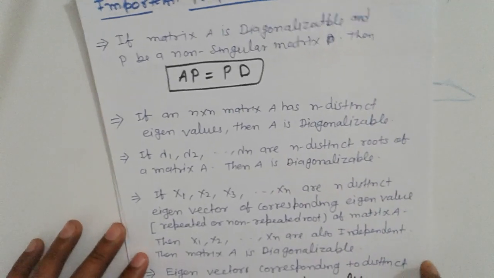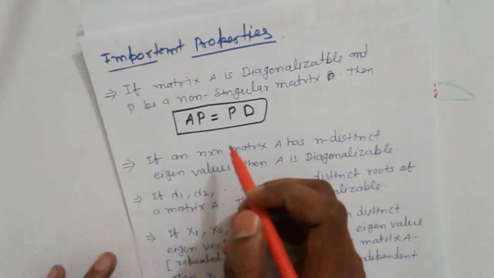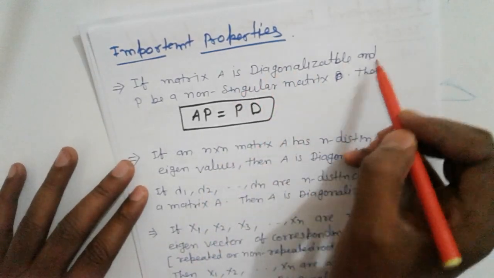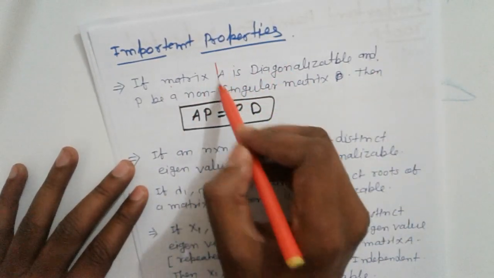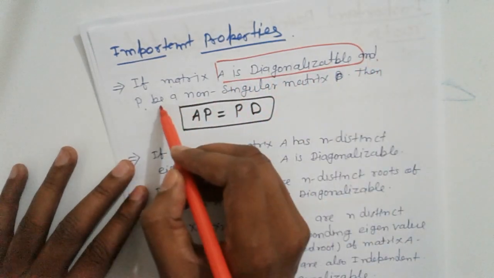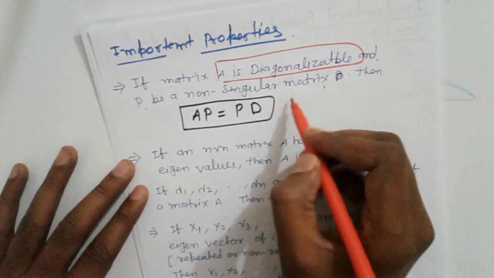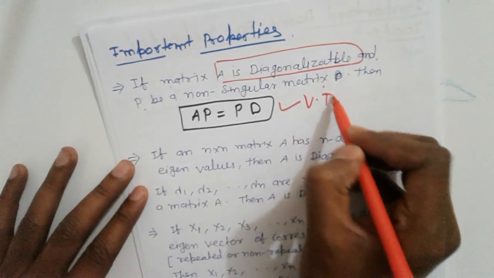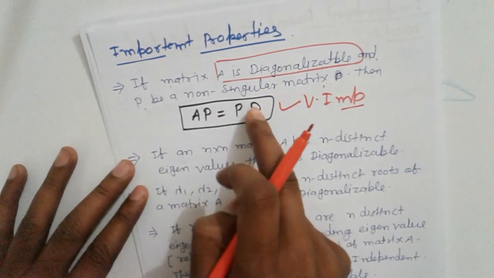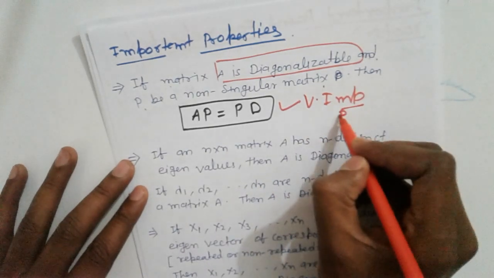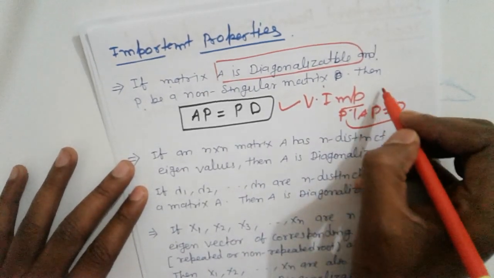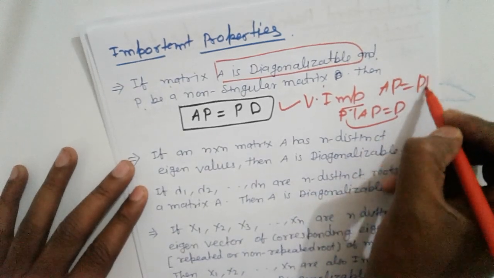So first, some important points: matrix A is diagonalizable if there is a non-singular matrix P such that AP equals PD. This is a very important relation. AP equal to PD, that is P inverse AP equal to D. So AP equal to PD.